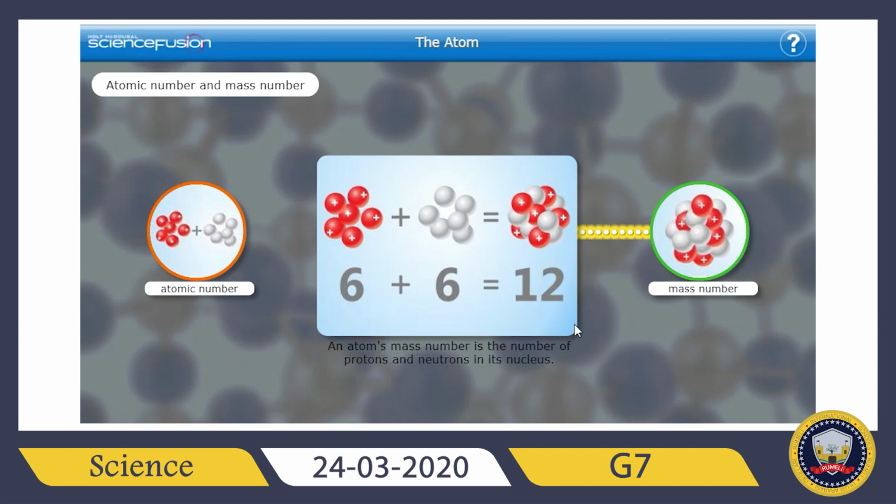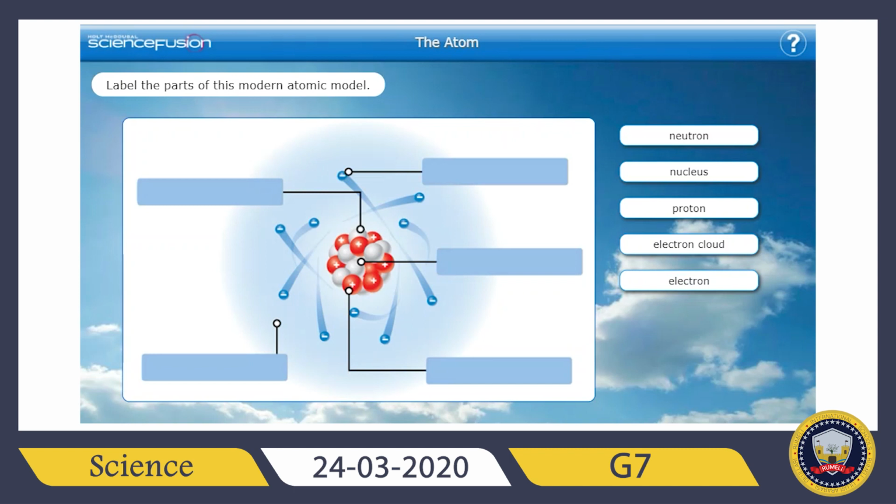So the mass number will be calculated by just adding these numbers together. So let's try to solve this question together in order to make it more clear. We need to place these parts of the atom to these labels. So let's start with neutron.